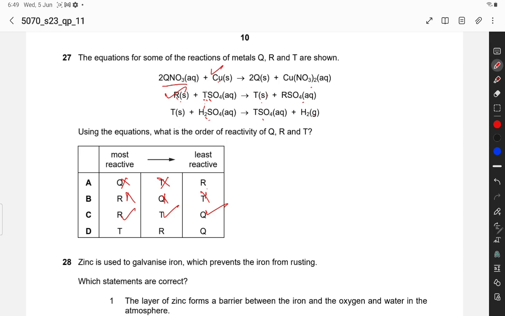And since copper displaces Q, Q is placed over here, so that's why Q is least reactive. Hydrogen over here, and Q is placed over here because copper displaces Q. So R, T and Q. R displaces T, so R is over here, then H, Cu and Q in the reactivity series, and because R displaces T, T is less reactive than R. So R, T and Q.